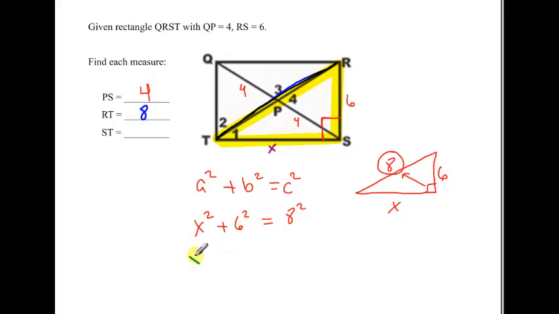I'm going to square these out, so I get x squared plus 6 squared is 36, and 8 squared gives me 64. Let's subtract off that 36 from one side, do it to the other side. I'm not drawing my line, you guys like that line. Then I've got x squared all by itself here, and the difference between 36 and 64 is 28.